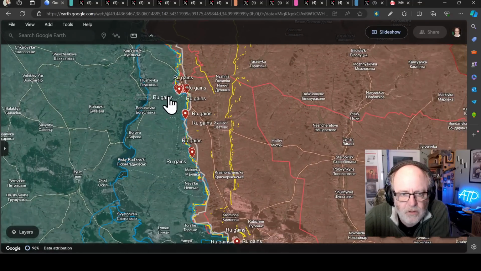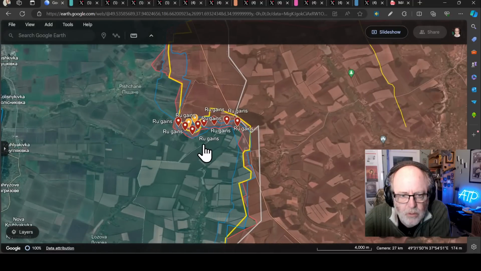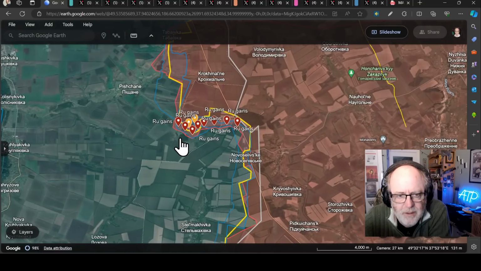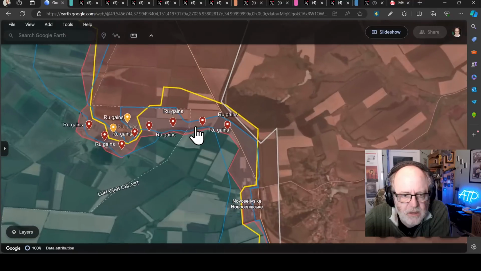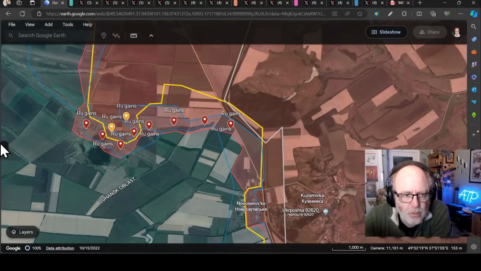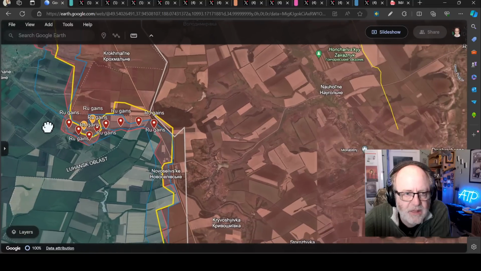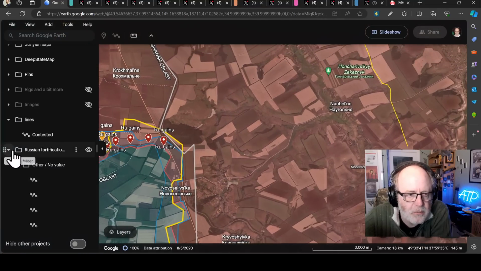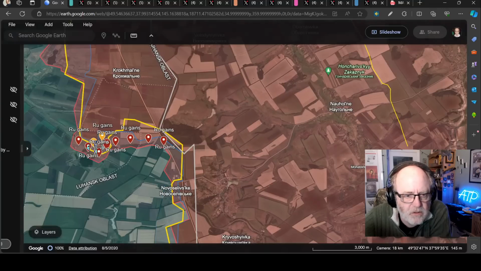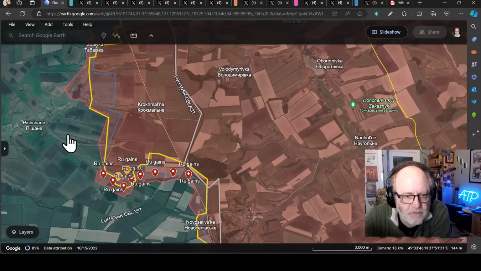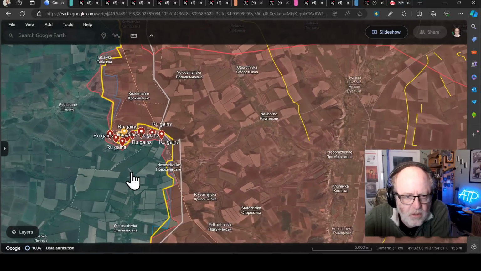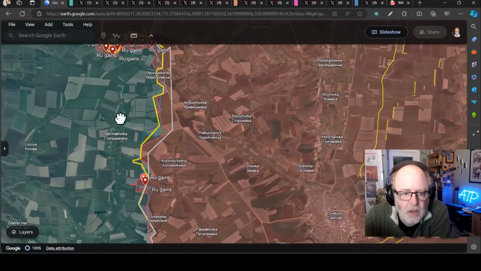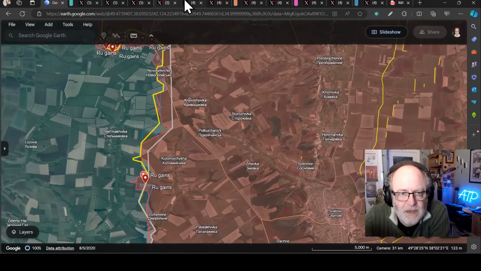Right, going on further to the south from the Kupiansk area, we have further gains according to Deep State map and Suriyak maps. These pins indicate where the lines were, and now we have some gains in that area south of Krokhmalne, which has been fairly active for some time. I'm just going to take off the grey zone line, that's the Ukrainian defensive line for Andrew Perpetua, just to clear it up, there's a lot of pins and lines going on there. So yeah, Russians making some advances in that particular area.